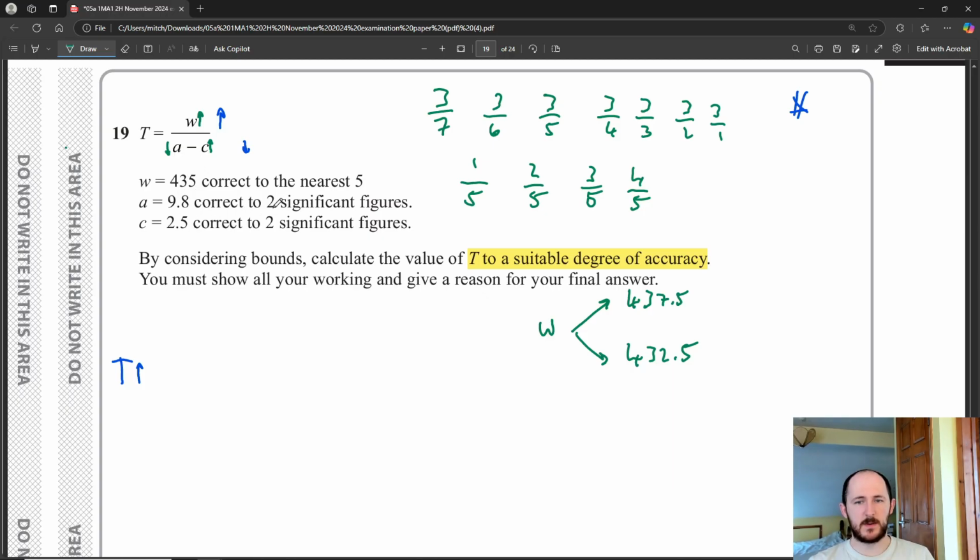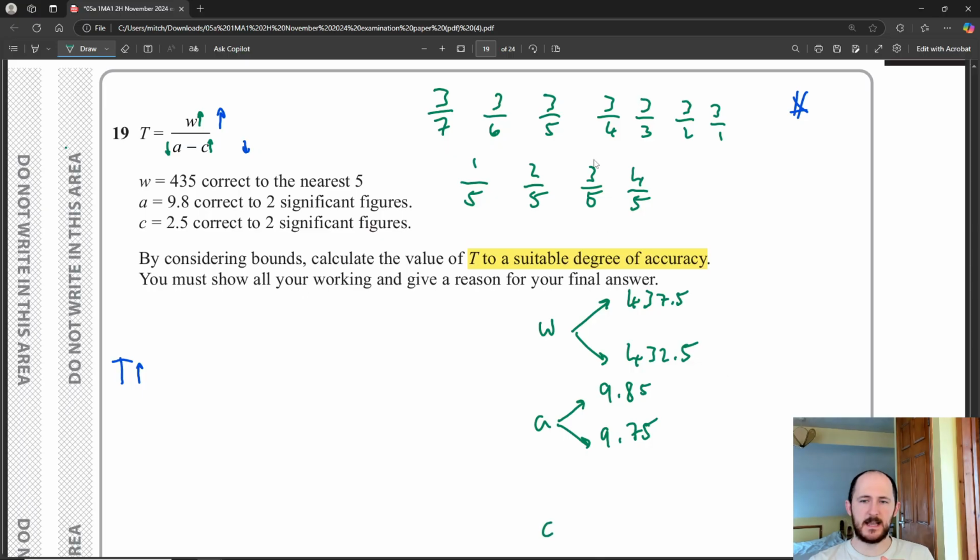With 9.8 to 2SF, we're doing the same thing. We rounded to the nearest 0.1, so if I halve 0.1, I get 0.05. By the way, this is a calculator paper, so feel free to use that. We're going to add 0.05, so 9.85, and subtract 0.05, so 9.75. Once again, use a calculator if you're unsure, but make sure that you can get to those values yourself.